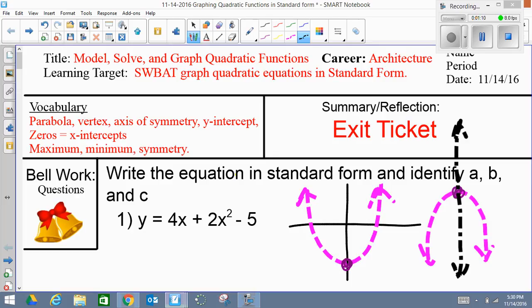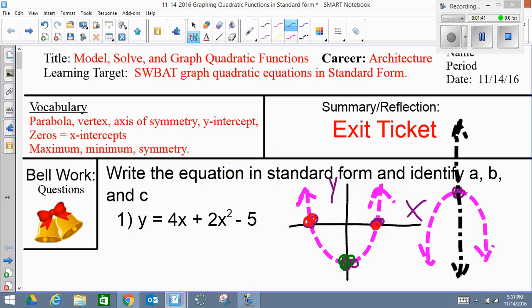Axis of symmetry. Y-intercept is where your parabola touches, in this case, the y-axis. The x-intercepts, or the zeros of the function, are where your parabola touches the x-axis. Remember, the horizontal is the x, the y is the vertical. So these are the x-intercepts. I'm going to put them in red, x-intercepts. And in green is going to be my y-intercept.